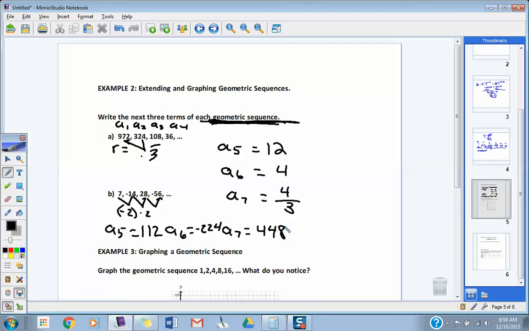Find your next three terms. Simply identify your pattern. Once you've identified your pattern, you're going to take the previous value times your common ratio to get your next value. Okay?